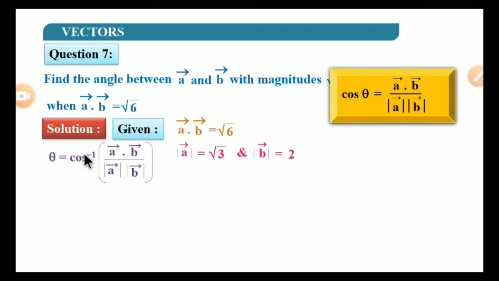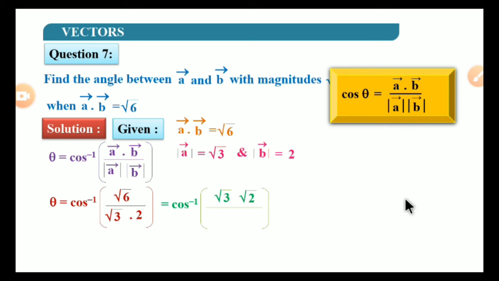Now theta becomes cos inverse of A dot B divided by magnitude of A into magnitude of B. Then theta is equal to cos inverse of square root of 6 divided by square root of 3 into 2. Here, square root of 6 can be written as square root of 3 into square root of 2, divided by square root of 3 into square root of 2 into square root of 2, because 2 can be written as square root of 2 into square root of 2.